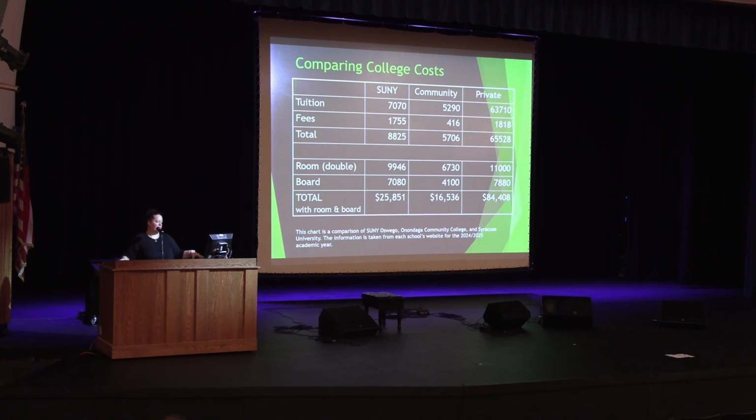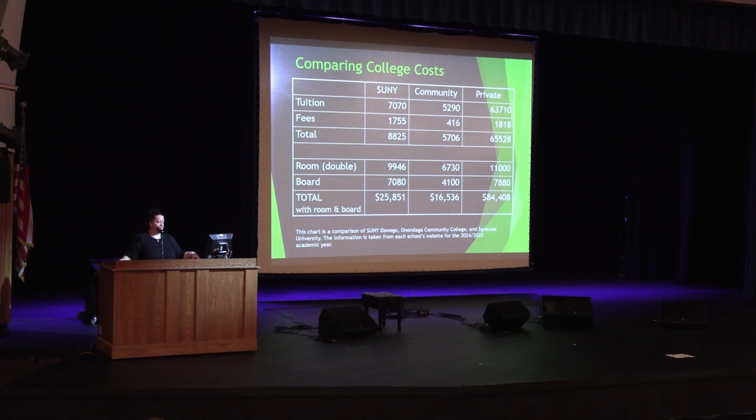So for SUNY Oswego, the total per year for on-campus, $25,851. If you are living home and attending, then it drops down to $88.25 per year. Community college, not all community colleges have on-campus housing. That's why I use OCC. So the costs are a little bit lower. A lot of people will go for their associates and then transfer into a SUNY school.